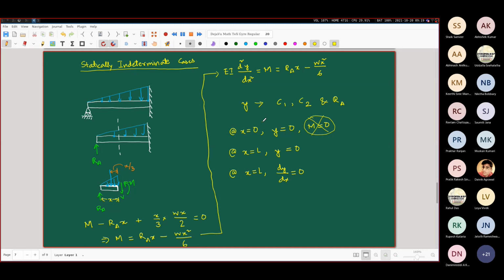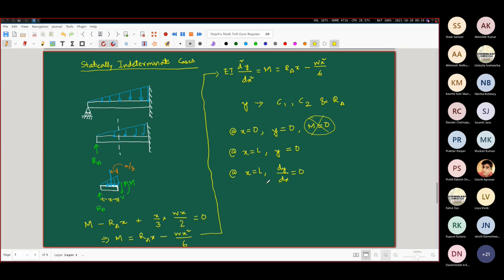So done. You see, in the expression of y, we have three unknowns: two unknown constants of integration and this unknown force Ra. And from the boundary conditions, we definitely have three conditions. So three unknowns, three conditions, you can find it out.